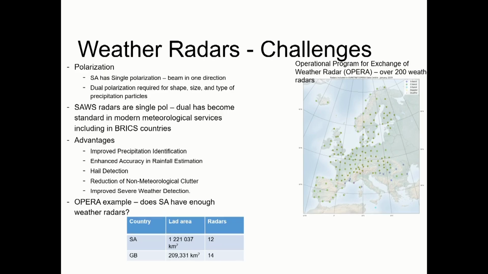So in this slide, I also compared the land area of South Africa to that of Great Britain, which is around 200 square kilometers. We are more than 1 million square kilometers, but we have only 12 radars. They have 14 radars. So you could see even here that things are not matching up. We still have a long way to go.